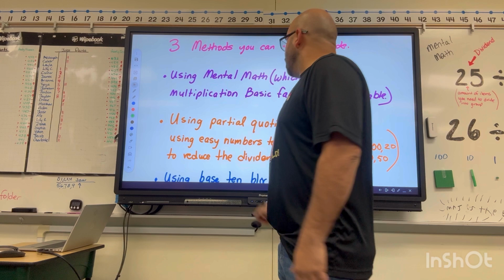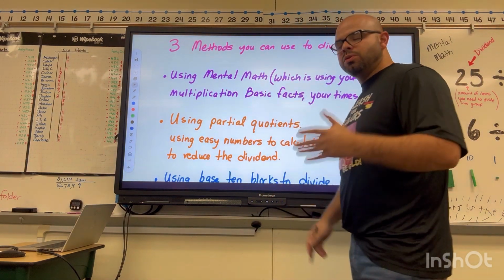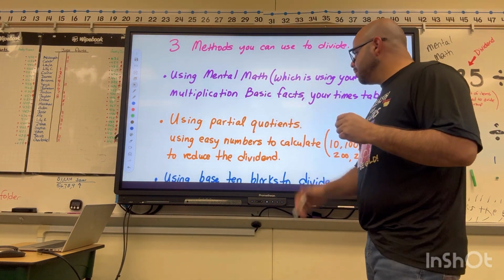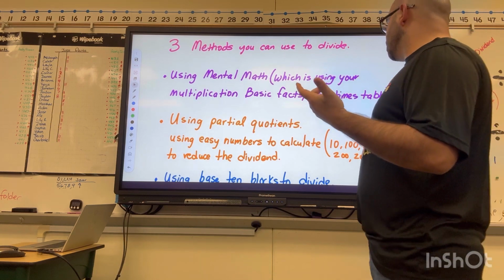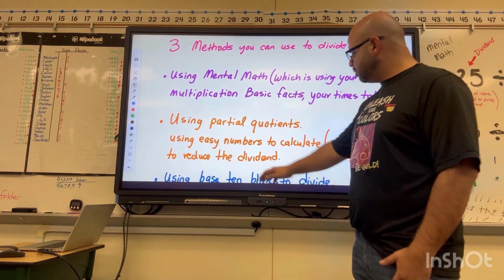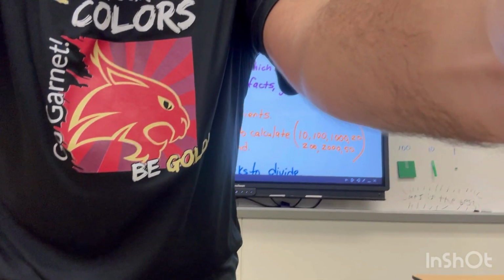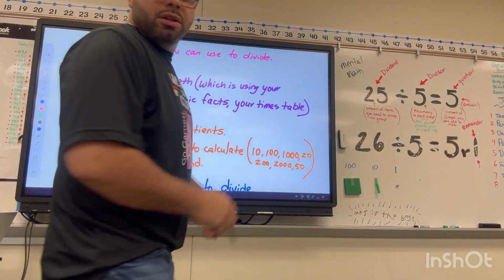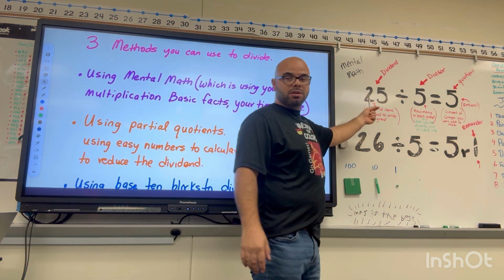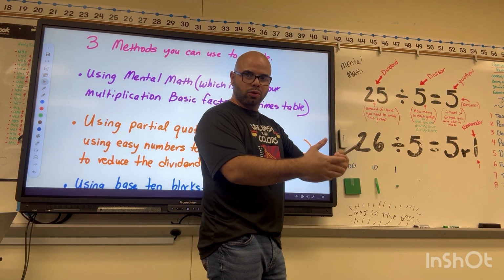Okay? Using partial quotients, this is pretty much where they struggle at. Partial quotients is using easy numbers to calculate, to reduce the dividend. Let's look over here real quick. I have this up for them so they could see. This is your dividend. Dividend is the amount of items that you're dividing, the total amount of items.